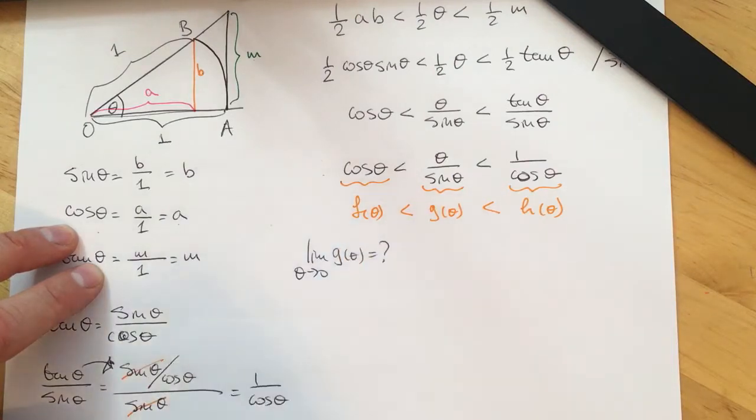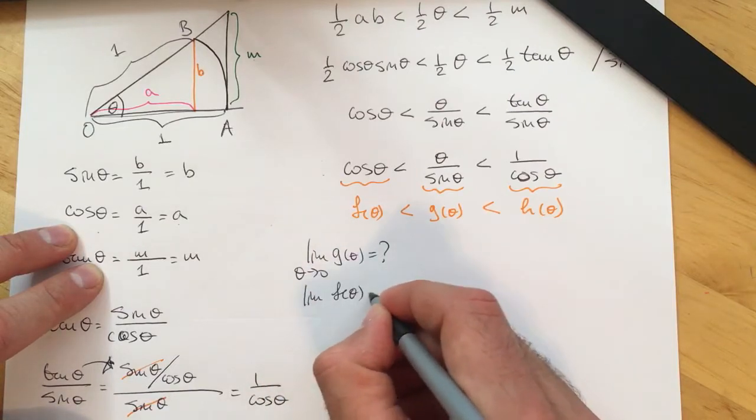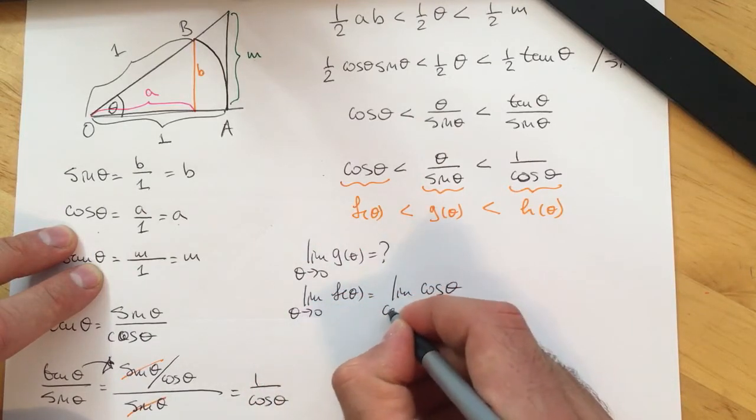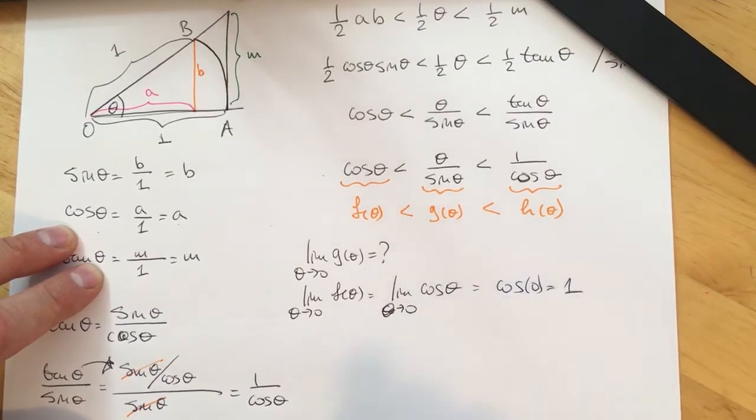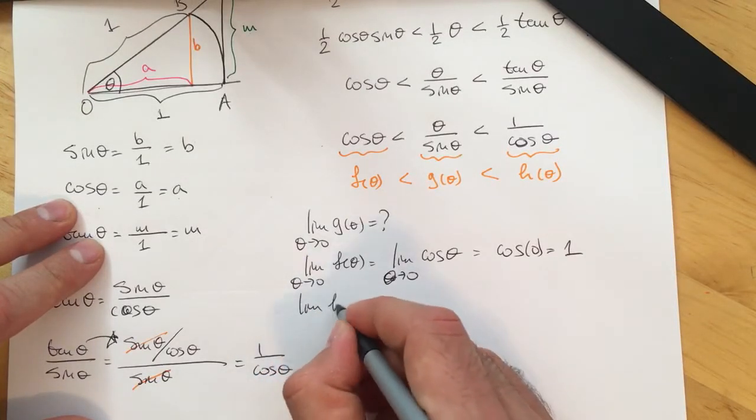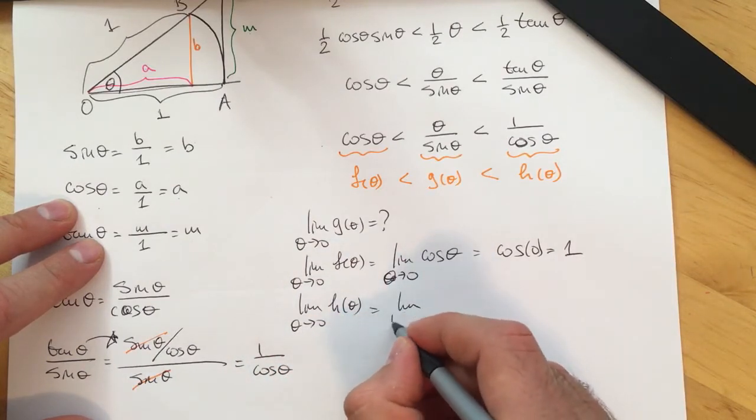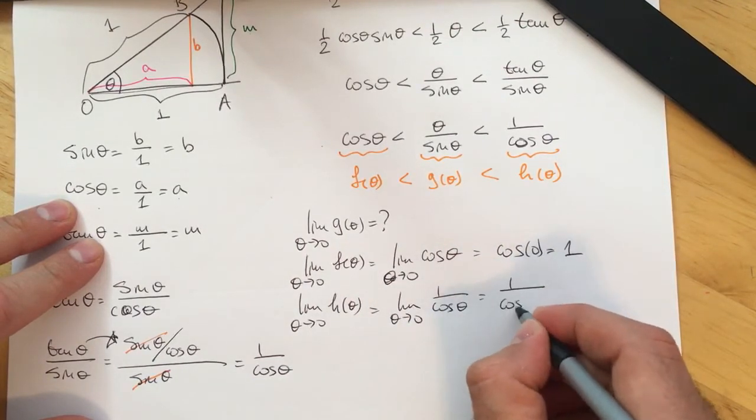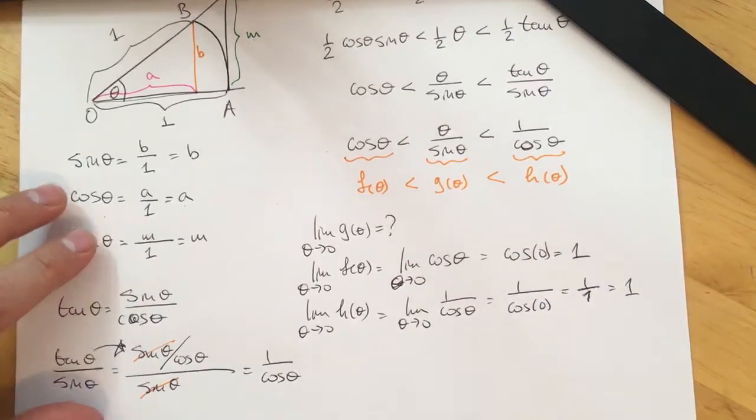Well, having this inequality here, what can I do? I can evaluate the limit of f of theta, which is the limit of cosine of theta as theta goes to 0. Just by direct substitution, this is cosine of 0, and cosine of 0 is 1. The limit of h of theta as theta goes to 0 is equal to the limit as theta goes to 0 of 1 over cosine of theta. By direct substitution it is 1 over cosine of 0. Cosine of 0 is 1. So again, I have 1.